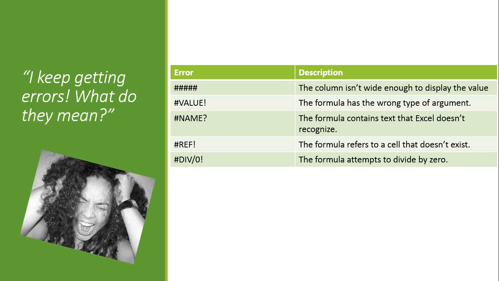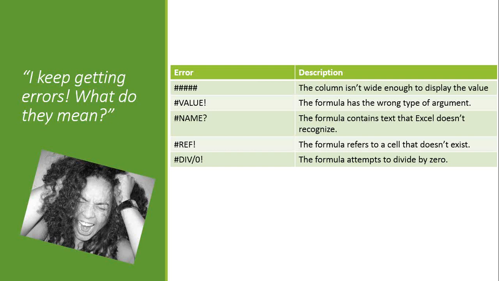We've already seen the first one where a column wasn't wide enough to display the value. You may see one that says a #VALUE with an exclamation point, and that indicates that the formula has the wrong type of argument. Well, what does that mean? Well, maybe you have a formula that you're developing where there's numbers in the formula, but you're also trying to add text in there. So it either needs to be numbers or it needs to be an example where you're trying to pull text together. It's either basically numbers or text.